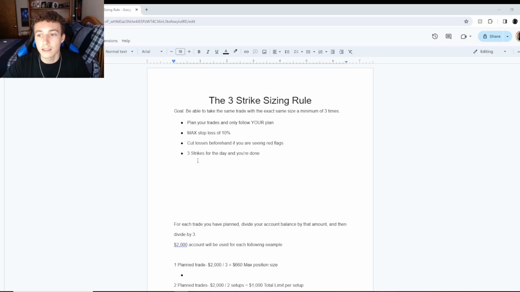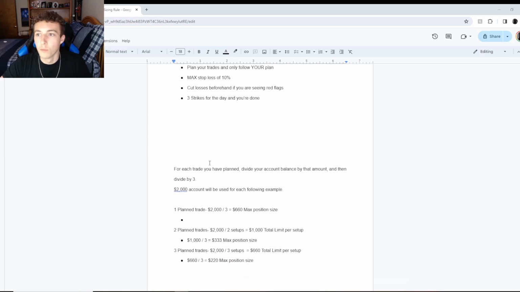And then the last thing for this is 3 strikes for the day and you're done, which means if you're taking 3 losing trades in a day, you just have to cut it there. Because for me personally, and for a lot of others, if you take 3 red trades for the day, you're already in a bad mental state and you're not going to be making very smart decisions from then. So we're going to go into more precise numbers of what I'm talking about.